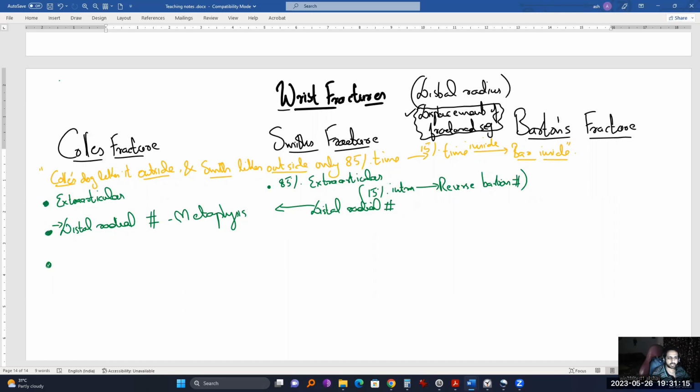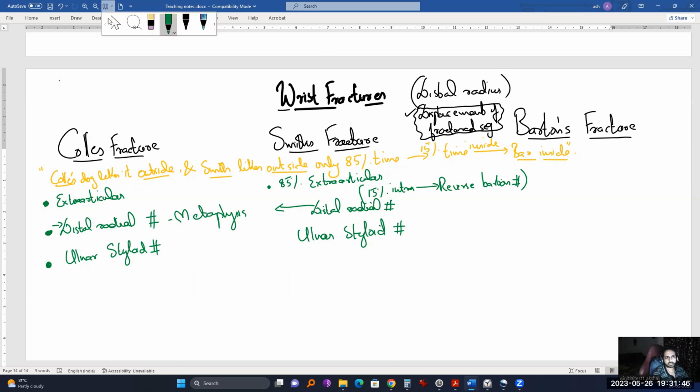Then another similarity is both are mostly associated with ulnar styloid fracture. Both are associated with the ulnar styloid fracture. Okay, those are the similarities.